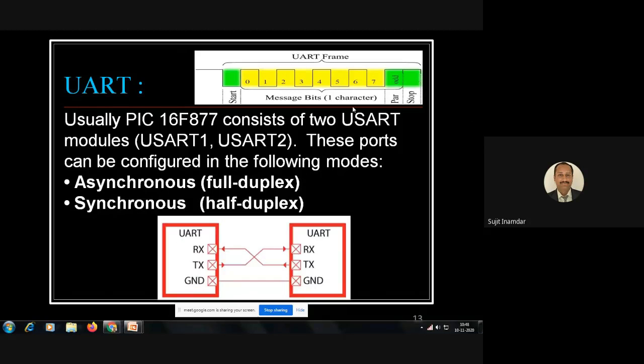And while sending the data, they chop all the data into a frame. This is what is shown in this diagram. Message bits, one character, is called one frame. That is, 8-bit data, one start bit and one stop bit. Sometimes one more bit is added, which is called the parity bit, the 9th bit. These are the 8 bits and this is the 9th bit, which is also known as the parity bit.